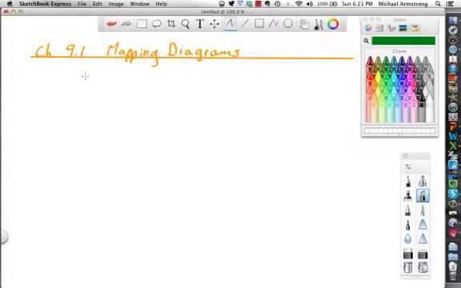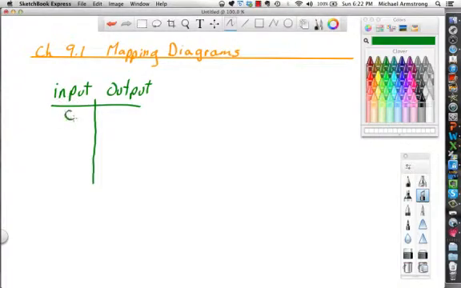Okay, here we are in chapter 9.1, mapping diagrams, and some of this is new, some of it is old, and it just depends on whether or not you understand what's happening. A lot of times we have what's called an input and an output, and they'll give you kind of a chart, and the input has some numbers, and the output has other numbers.